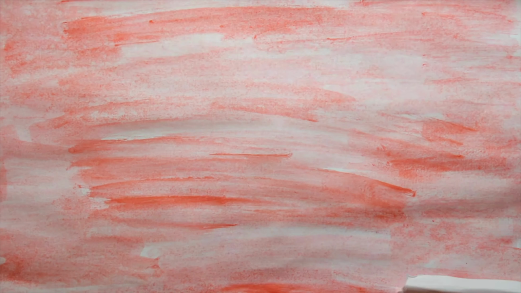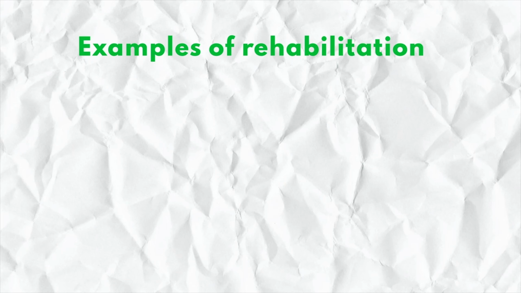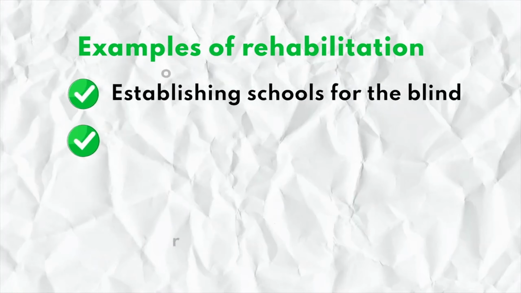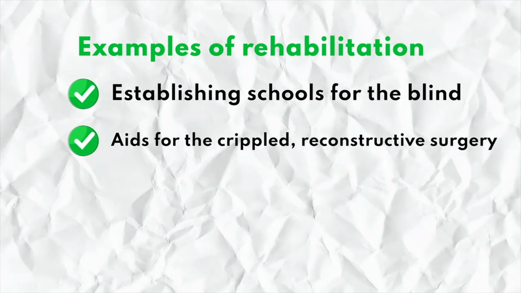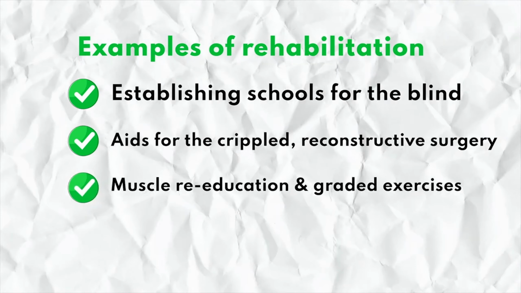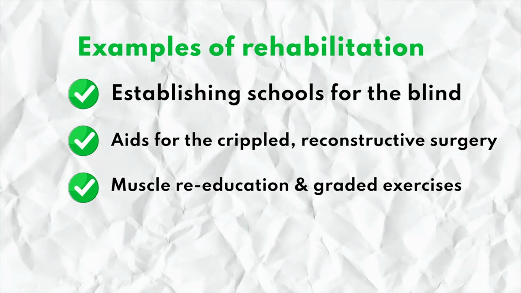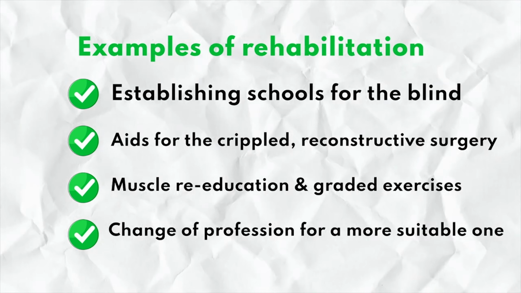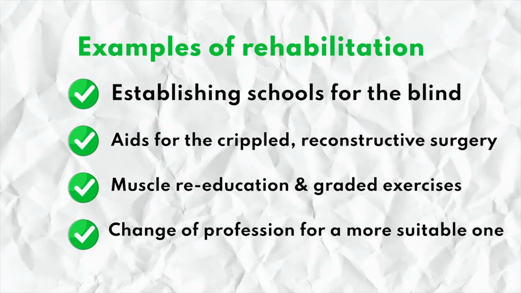Examples of rehabilitation are establishing schools for the blind, provision of aids for the crippled, reconstructive surgery in leprosy, muscle re-education and graded exercises in neurological disorders, change of profession for a more suitable one, and modification of life in general in the case of tuberculosis, cardiac patient, and others. The purpose of rehabilitation is to make productive people out of non-productive people.